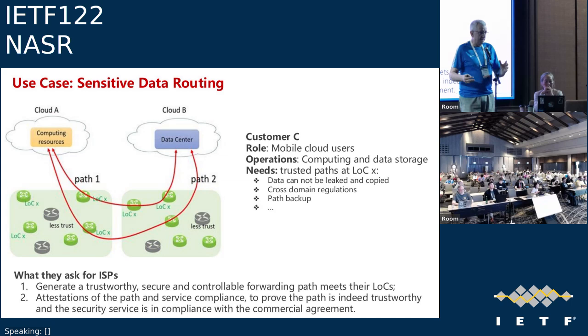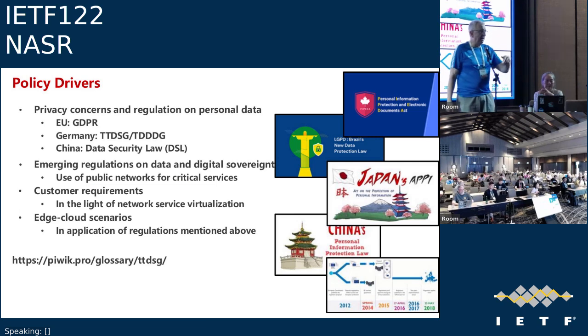So the idea is about enforcing rules where you are building the path, verifying, and allowing third-party transparent verification that these rules are being enforced during the path usage. And finally, this is a list of the policy drivers that we have identified in terms of exposing data, whether personal or industry or trade secrets, etc.